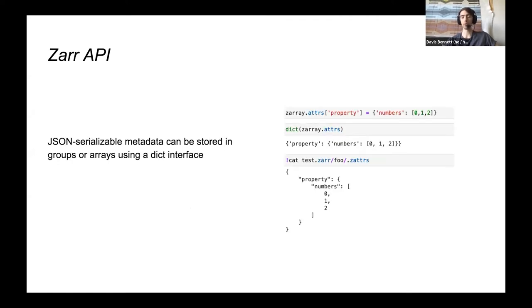In addition to storing array data, you can also store arbitrary JSON serializable metadata. Groups and arrays have metadata, and the metadata is just stored in a file. So in the Zarr Python API, you just assign values to the attrs property, which looks like a dict. And you can read it back out. And then you can see when I assigned this incredibly useful piece of metadata to the attrs property, we've updated the .zattrs file, and it's JSON formatted.